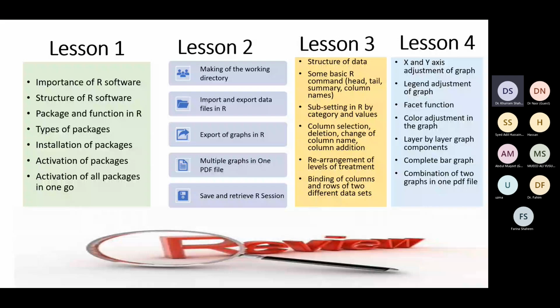Then we learned that we have two data sets. We want to combine the columns of the two data sets, and we want to combine the rows of these two data sets. We can easily do this with R software. We do not need to do any manual work in this regard. So these are the basic structures, subsetting, and column names. These are the basic commands for combining.